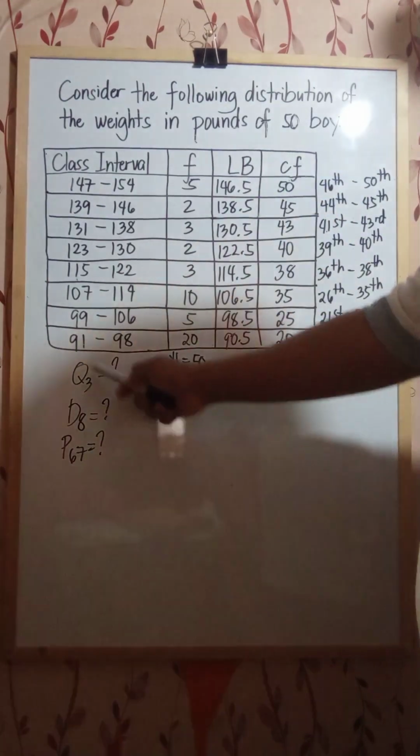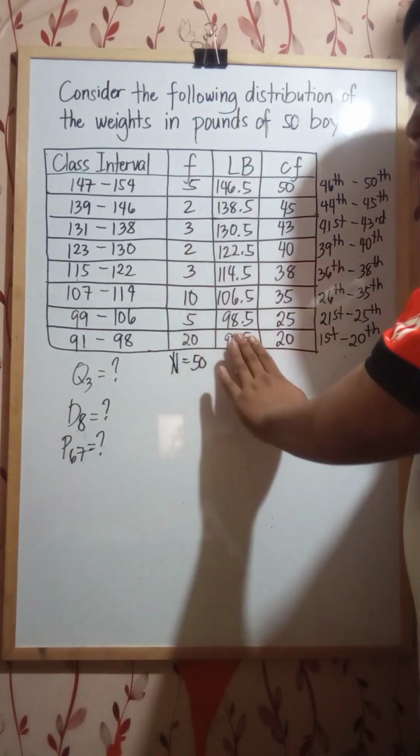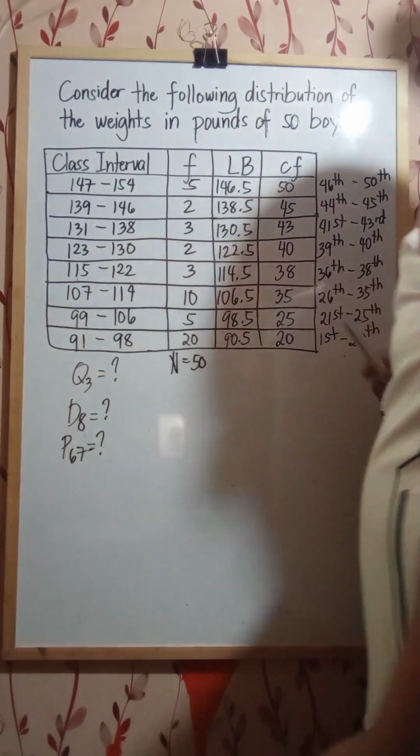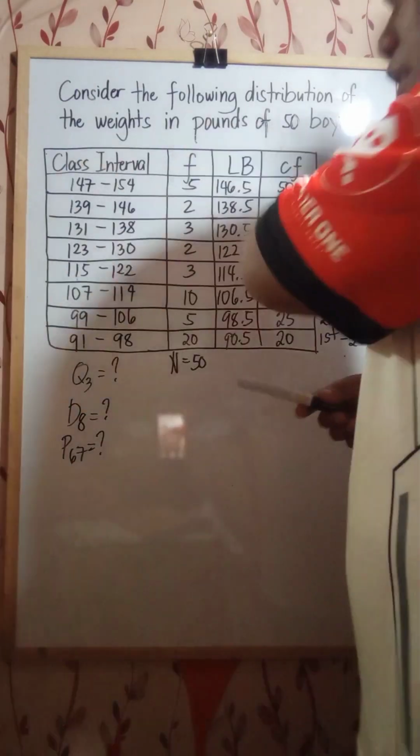So again, the purpose of your cumulative frequency is to show the position of your data when we look for these three. This is the most important, and this is also important. So what are the other things that we need to consider, or what are the other things that we need to get from this problem?